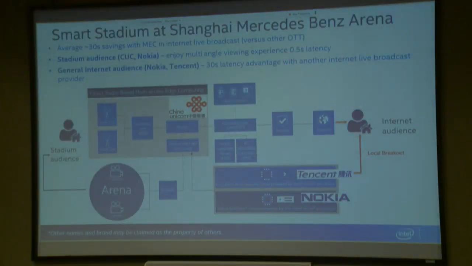So this is one of the trials that we had done with Smart Stadium in Shanghai, China, at Mercedes-Benz Arena. What you can see here is in the stadium you have users, and basically small cells are being used to service the users. This is the China Unicom network. There are two outcomes from this deployment. One is the stadium audience.